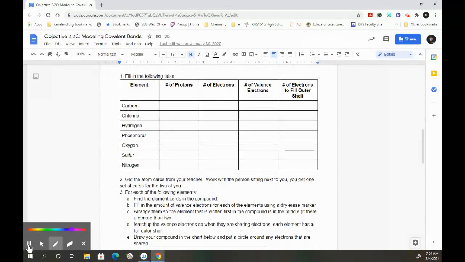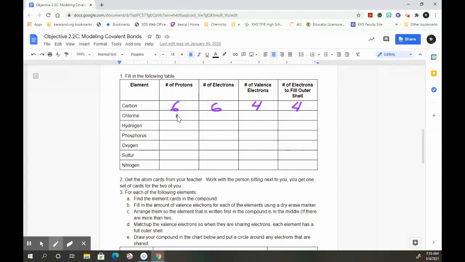So again, in modeling covalent bonds, valence electrons and drawing dot diagrams is very important. So you want to make sure you know how to do this. And this table will kind of help you review. So carbon has 6 protons and 6 electrons, but only 4 of those electrons are valence electrons. And remember, we find that out because carbon is in group 4A, which means it has 4 valence electrons. Remember, the goal of most atoms is to get to 8 valence electrons in their outer shell. So carbon will need 4 more to fill its outside shell.